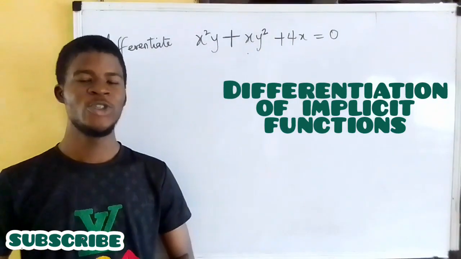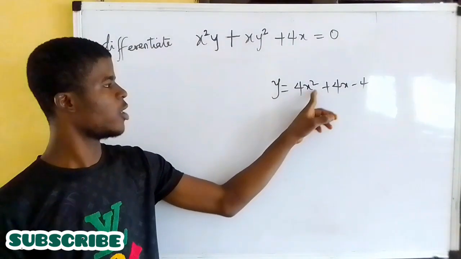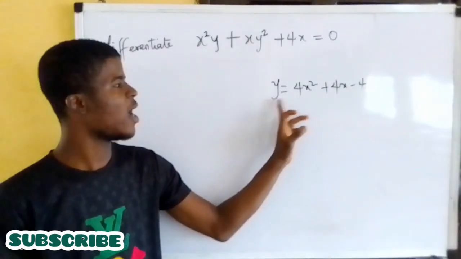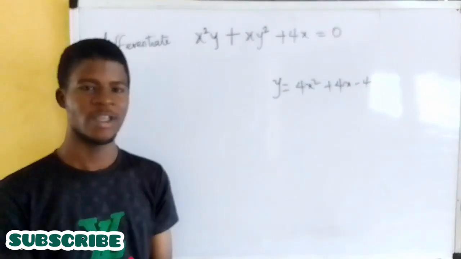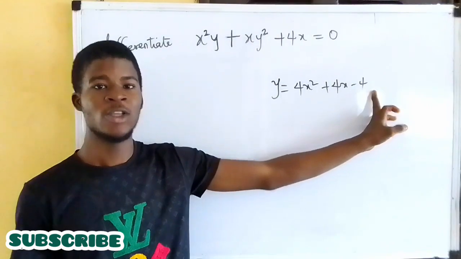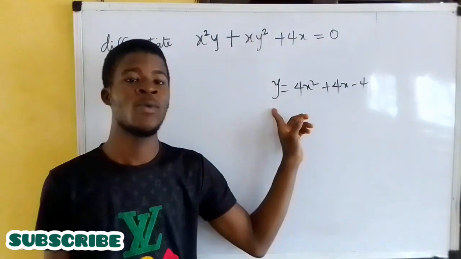In this video, I'll teach you how to differentiate implicit functions. Here, y is equal to 4x squared plus 4x minus 4. We can say that the relationship between y and x is explicit. You see now that y is made the subject of the formula, so we call this an explicit relationship between x and y.